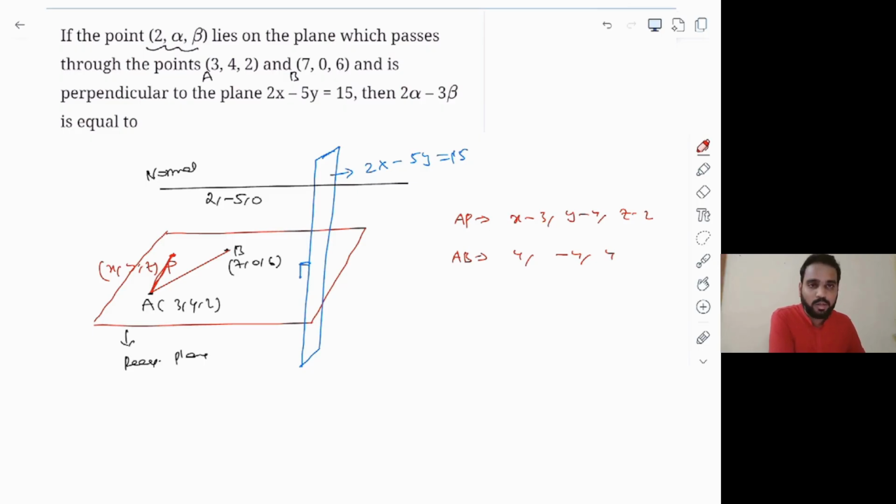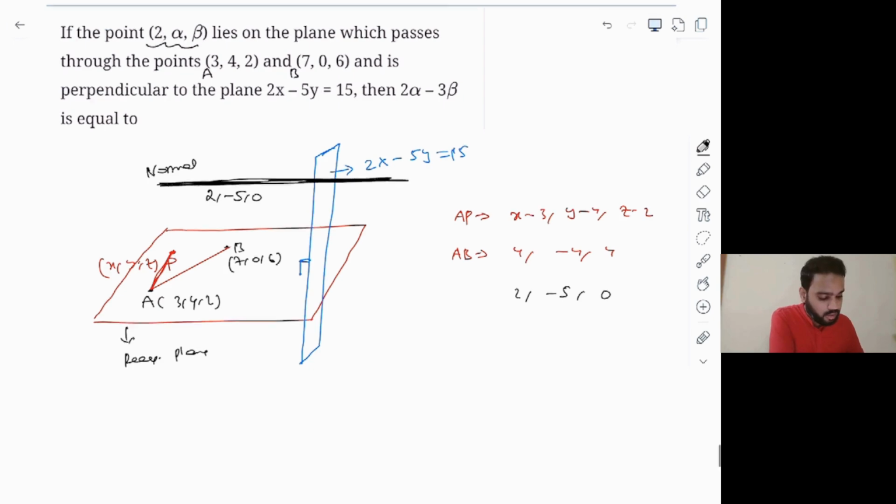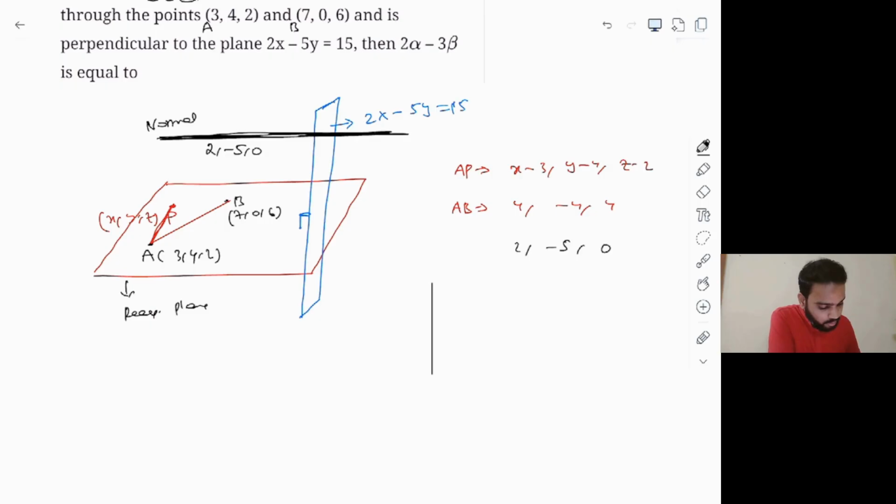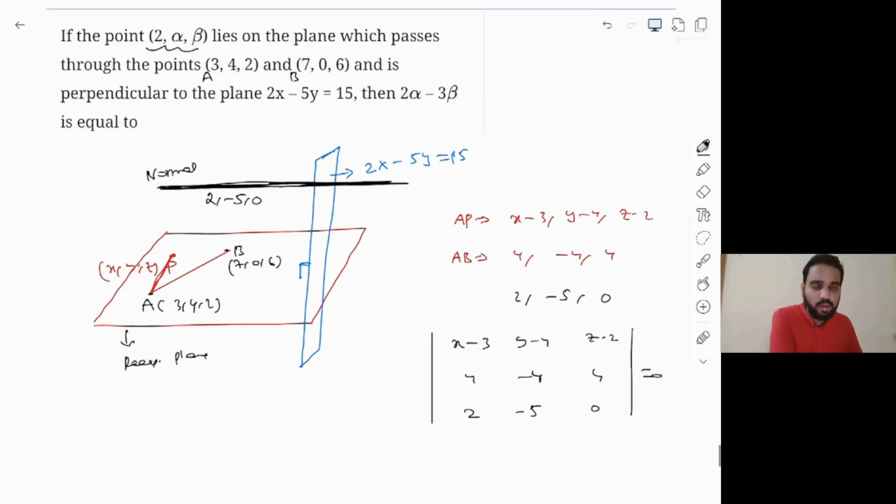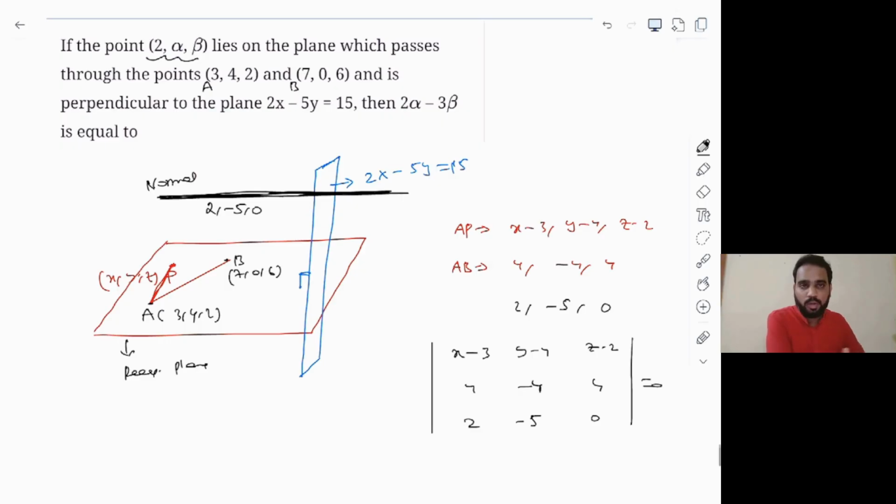And along with these two lines, if we observe the diagram carefully, this black colored line, as you can see, I'm trying to highlight this line here, is exactly parallel to the required plane, which means the third line that you can take here is directly 2, comma, minus 5, comma, 0. And then directly apply the determinant for this one. So the determinant will be x minus 3, y minus 4, z minus 2, 4, minus 4, 4, and then 2, minus 5, 0. Expand the determinant, and that is going to be the plane equation.